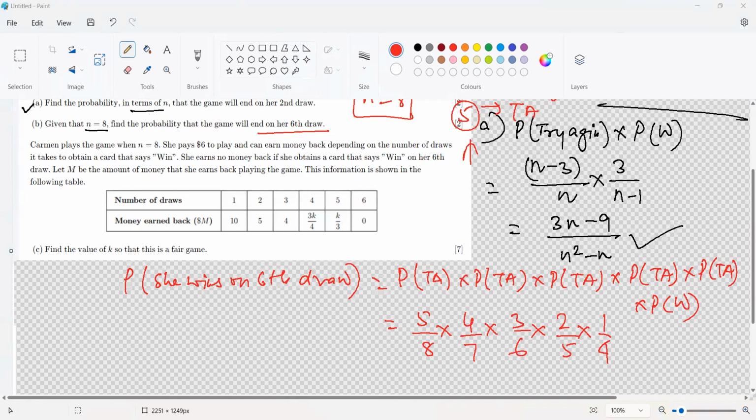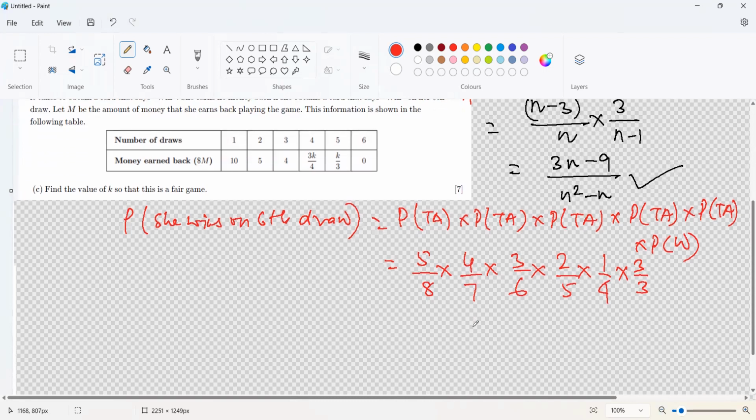And at the last, how many cards do I remain with? First I have 8, then 7, then 6, then 5, then 4. Now I have 3 cards only, and all those 3 cards are win. So it will be 3 upon 3. So this is that probability.